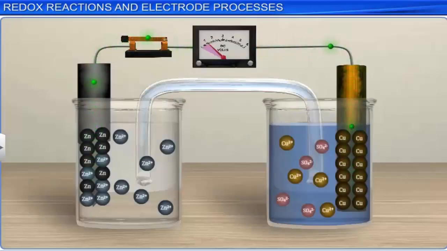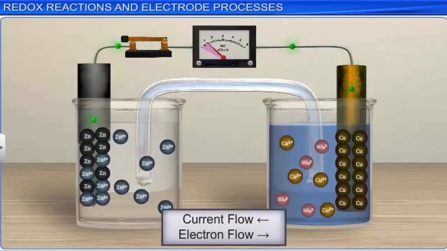Electrons produced at the anode due to oxidation of zinc travel through the external circuit to the cathode, where they reduce copper ions. Note that the current flow is in the opposite direction to the electron flow.